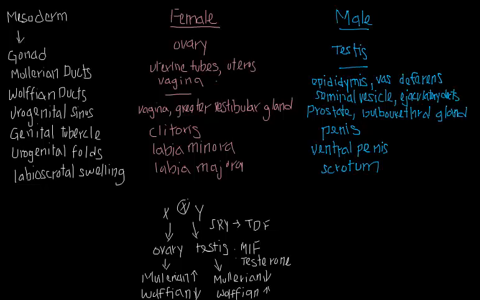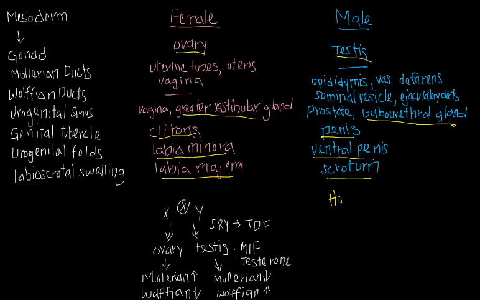So now we have the differentiation of both male and female structures. There's one last thing I wanted to point out, and that's that a lot of the structures, such as the ovary and the testis, and let's see here, the greater vestibular gland and the bulbourethral gland, the clitoris and the penis, the labia minora and the ventral penis, and the scrotum and the labia majora, these are known as homologous structures in embryology. And they're homologous structures because they come from the same building blocks. So you can see that these are both gonads, these both come from the urogenital sinus, and so on.